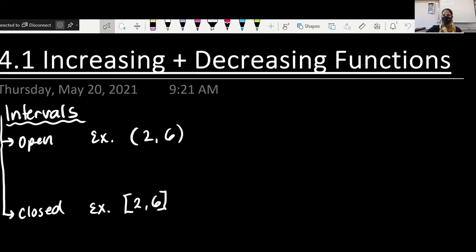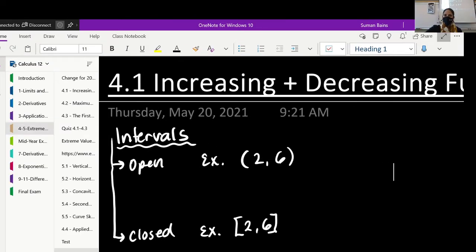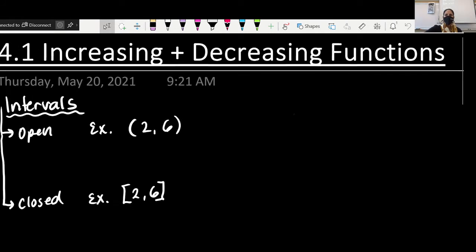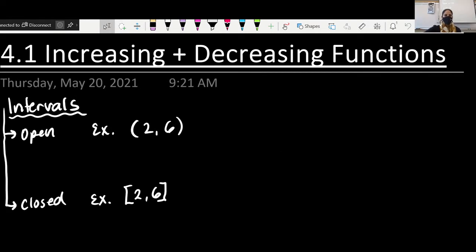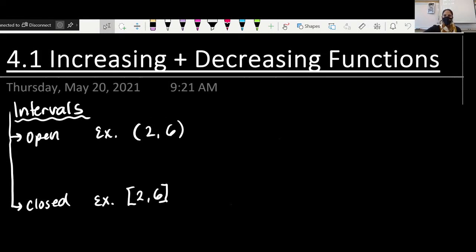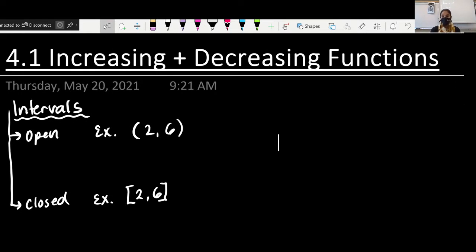Okay, so 4.1 is increasing and decreasing functions. And actually, I really say this every single class, but I mean it every time I say it. This whole initial part is just review, but I figure that you may need a bit of a refresher. So to start off with, let's go through the different notations.